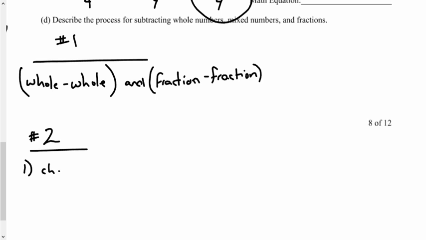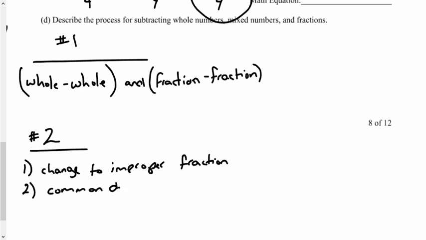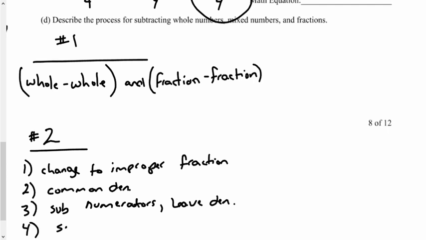The second technique, right, is to do something like this. Step 1, change to improper fraction. Then what we're going to do is get common denominators. Then we subtract the numerators. And leave denominators. Step 4, simplify. Always simplify. We don't want to leave fractions in an unsimplified form. Okay?